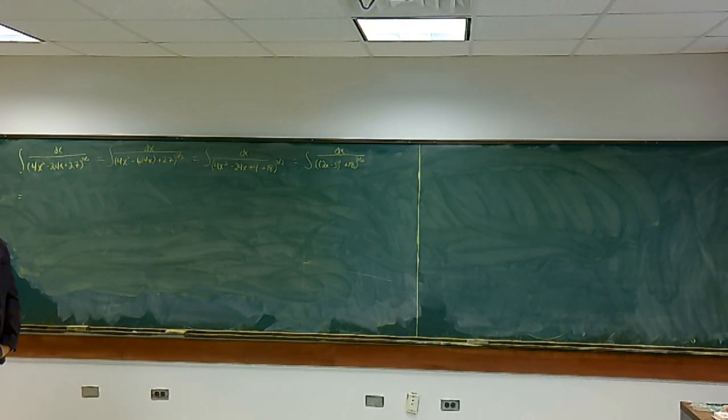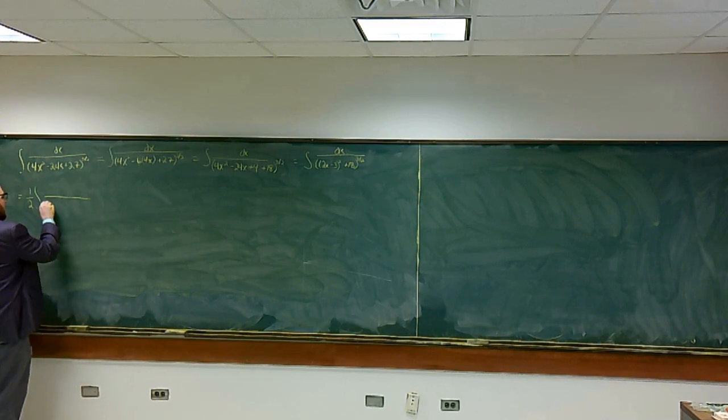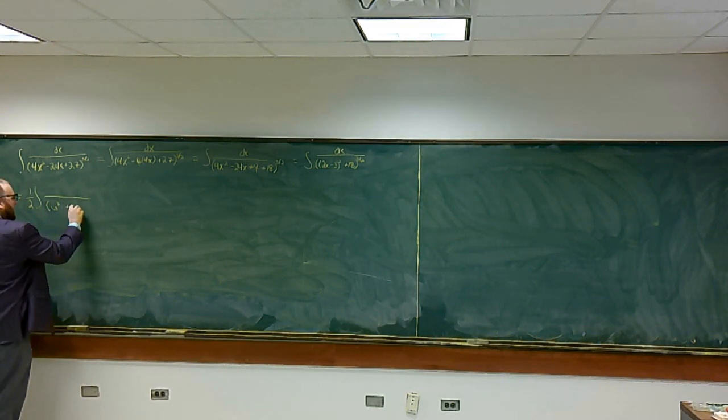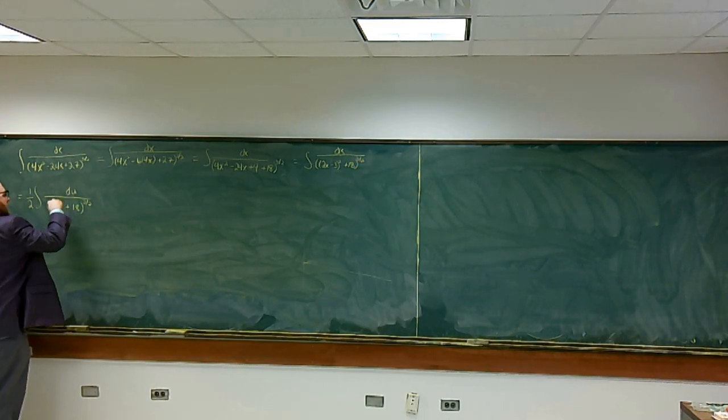Let u be 2x minus 3. What's du? du is 2 dx, so we're going to need a 1/2. Now we get u squared plus 18 to the 3 halves, du.